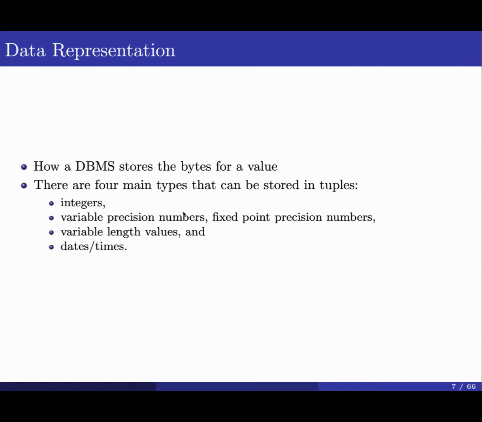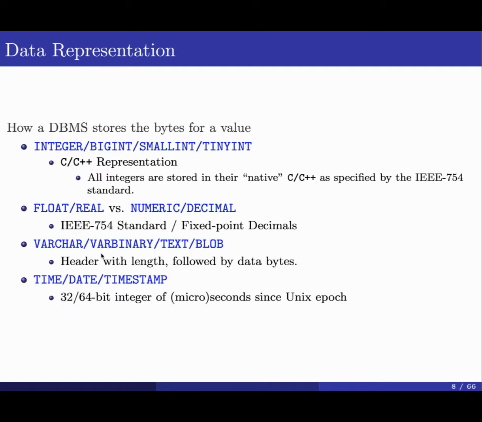All these data types can be put into one of the following categories, from integers up to dates and times. So let's look at them one at a time, starting with the data representation in more detail. For how the database stores the bytes for integer, big integer, small integer, and tiny integer, we are going to use the C or C++ representations. What does that mean? It means that most database management systems represent data of type integer, big integer, small integer, or tiny integer using the exact technique used in C or C++.